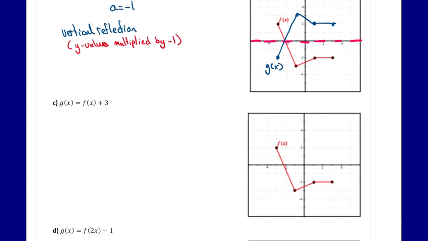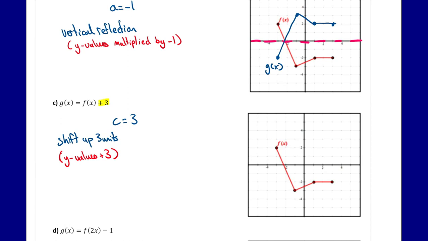For c, g(x) = f(x) + 3. Again, I only have one transformation here. This plus 3 is outside the bracket. So this tells me that it is a c value. So my c value is equal to 3. This means I shift up 3 units, or my y values are adding 3 to them.